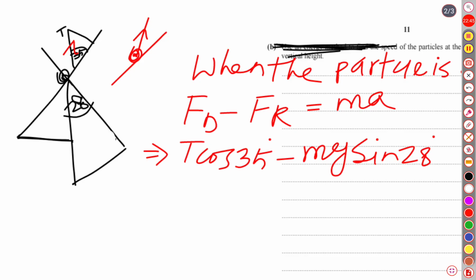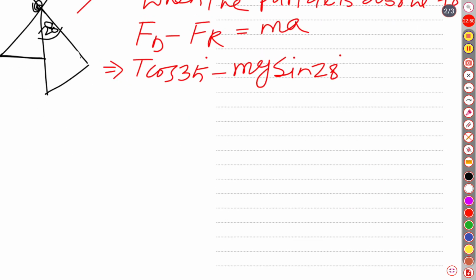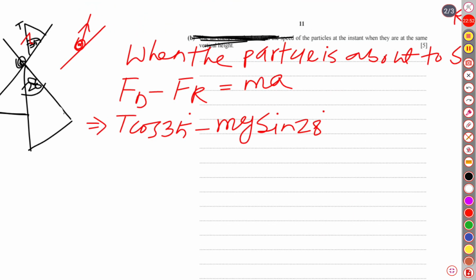Frictional force is nothing but mu R. We know it is mu R. Let us write minus mu R. The right side must be 0 because the particle is kept in equilibrium. So little by little, let's move on.